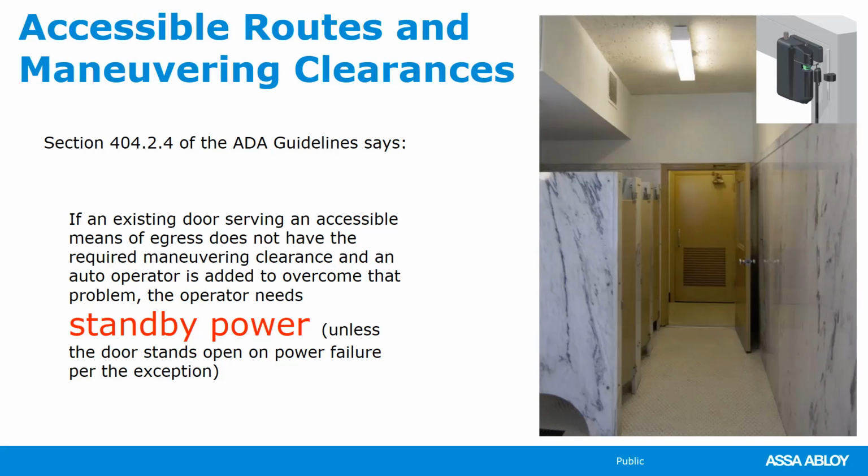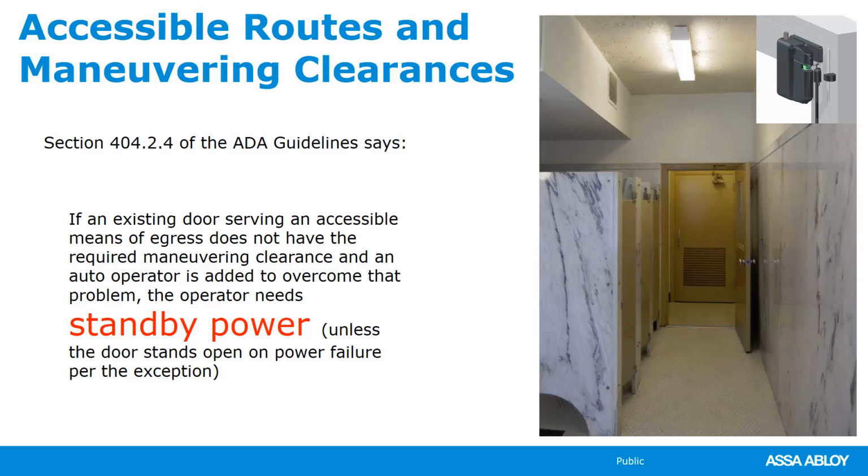The ADA guidelines tell us if this is an existing door and it's serving an accessible means of egress, and it does not have the maneuvering clearance, which this one clearly does not, then we could use an automatic operator to overcome that problem. So that's a solution. But the uniqueness here is that the operator would require standby power. If there's a loss of power to the building, this operator would still have to function and allow the occupant to exit. Okay, so note the requirement again: standby power.